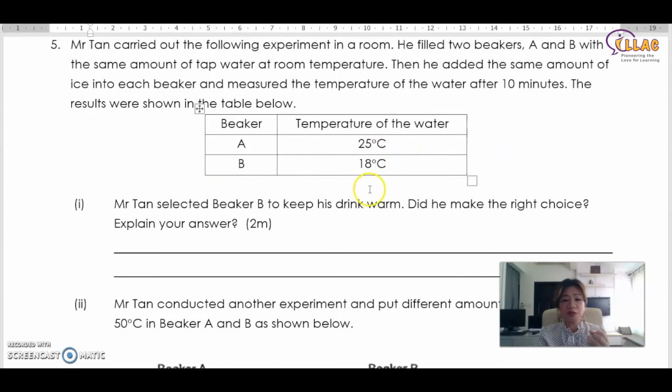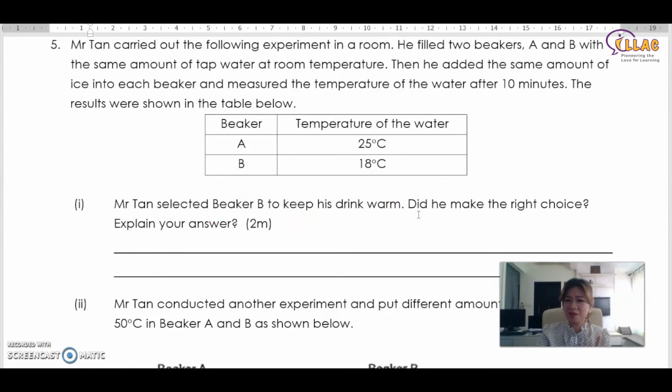So you put ice, you expect the temperature to be cold. Am I right? So the temperature in beaker B is cold, colder than A. What does that tell you? Material B definitely is a poor conductor of heat. It maintained the temperature of coolness, isn't it? So Mr. Tan selected B to keep his drink warm. Did he make the right choice?